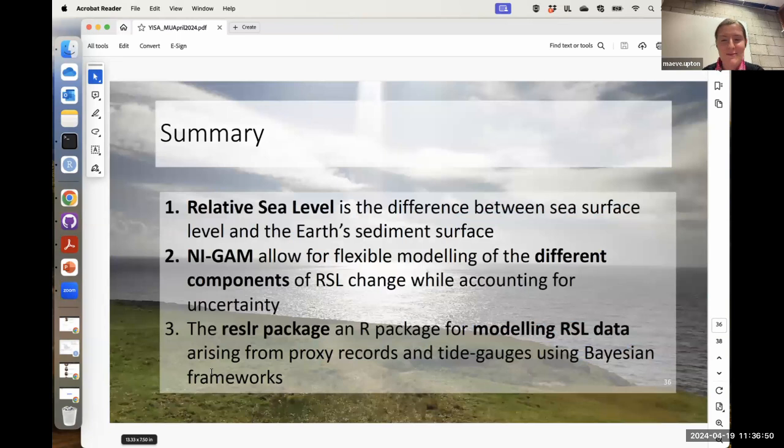I am already at my summary. I've talked very fast, so I will sum up. Relative sea level is the difference between sea surface level and the Earth's sediment surface. NIGAM allows for flexible modelling of different components of relative sea level while accounting for uncertainty. And the Ressler package allows for modelling of relative sea level data from proxies and tide gauges.